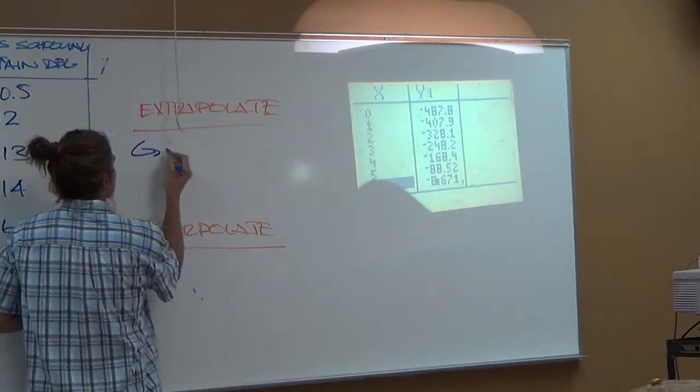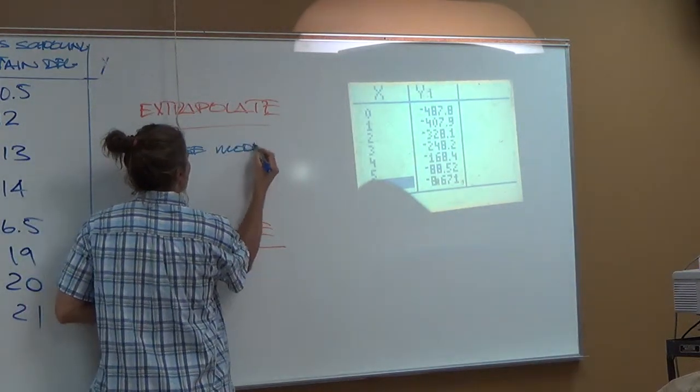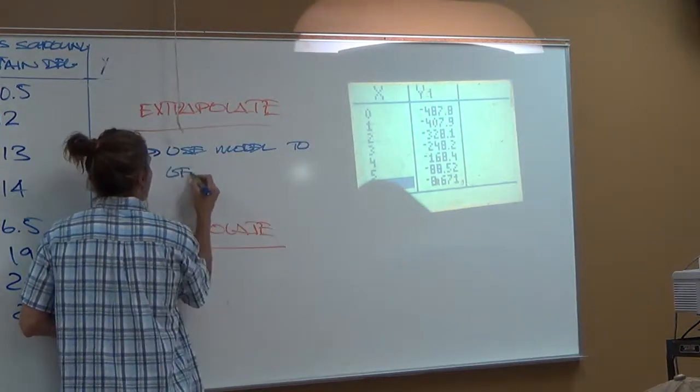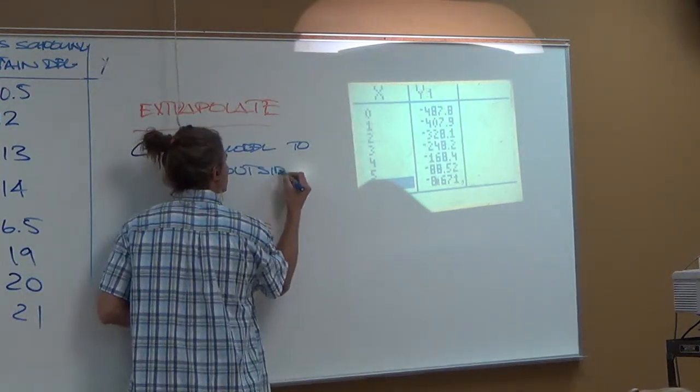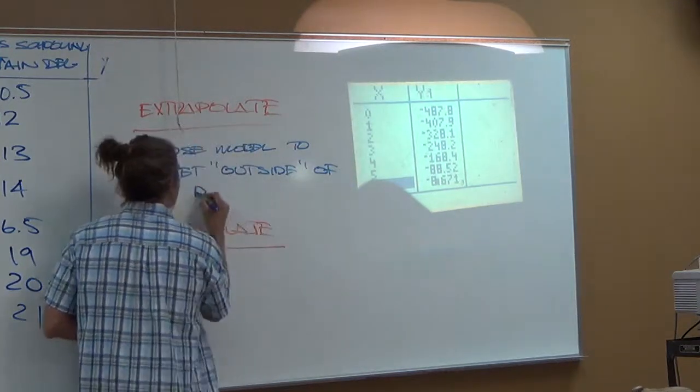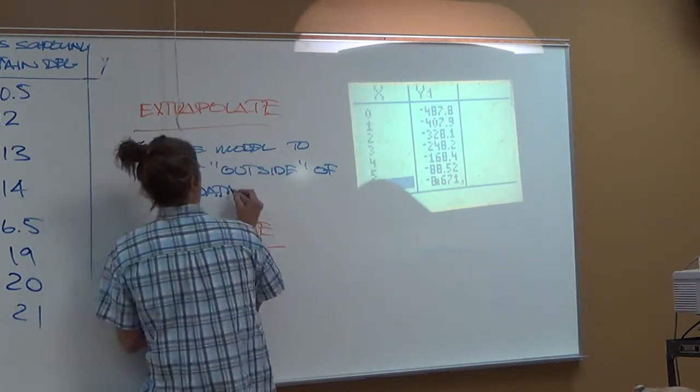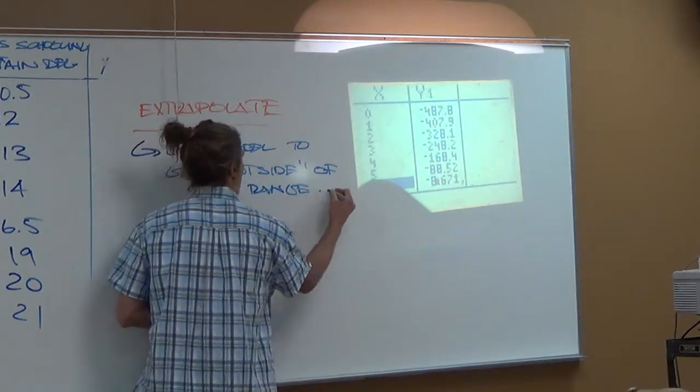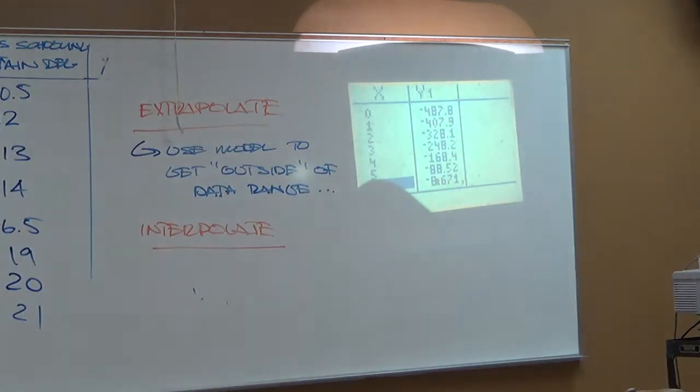Extrapolation is when you use your model to get outside of your data range. When you get outside your data range, you're extrapolating. So in other words, our data range starts with X values of 10.5 and ends with X values of 21. If you go less than 10.5 or above 21, you're extrapolating.